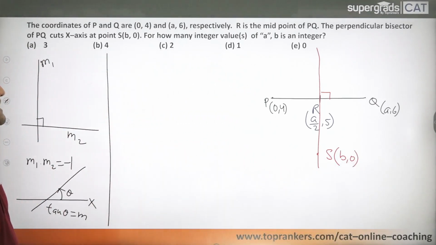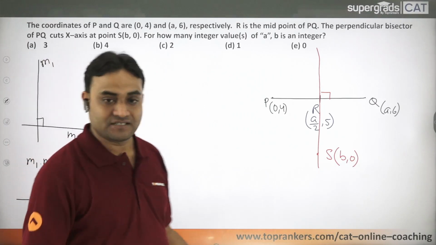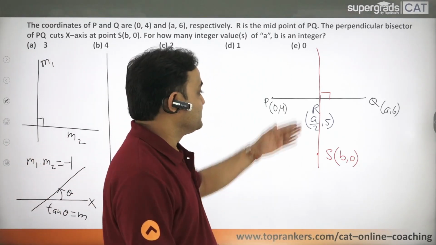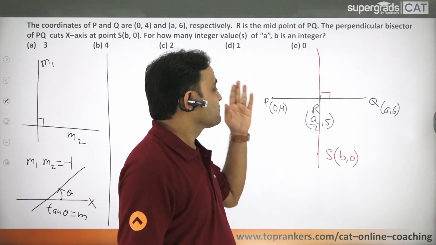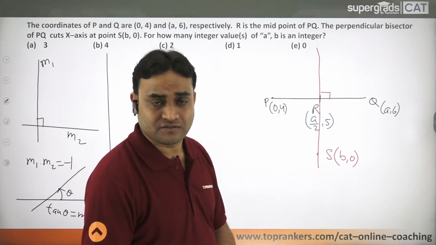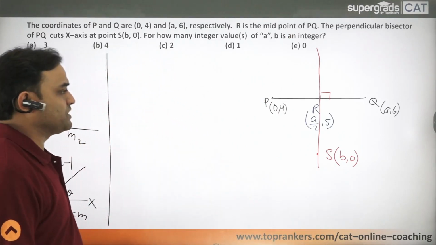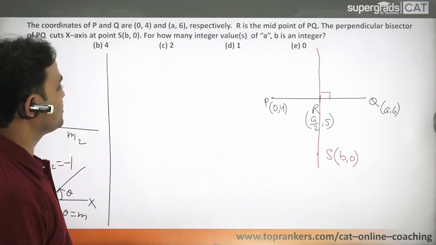It says for how many integer values of A, B is an integer. So again, these two lines are perpendicular. We need to find the value of B when A is an integer. How many different values of B are possible? Let's see what we can do here.